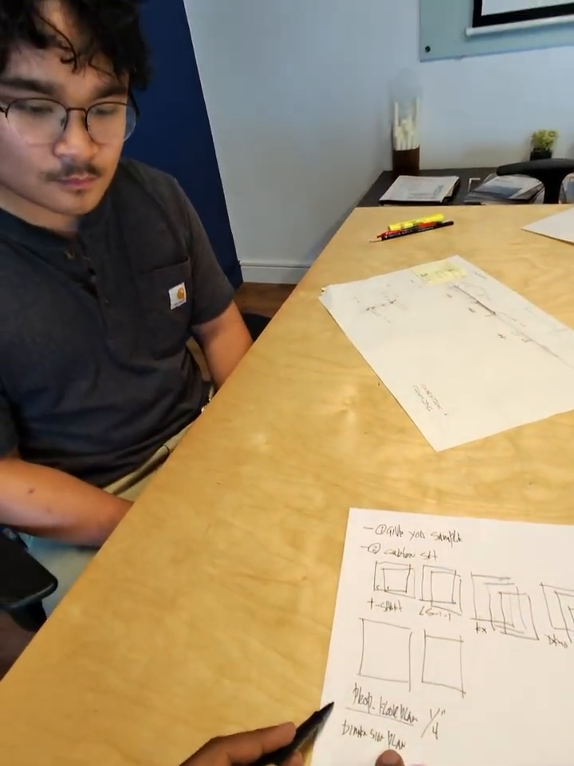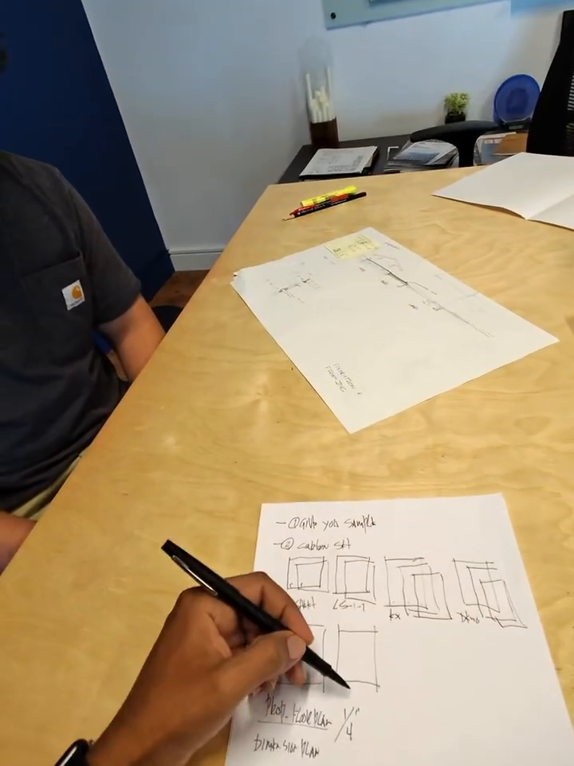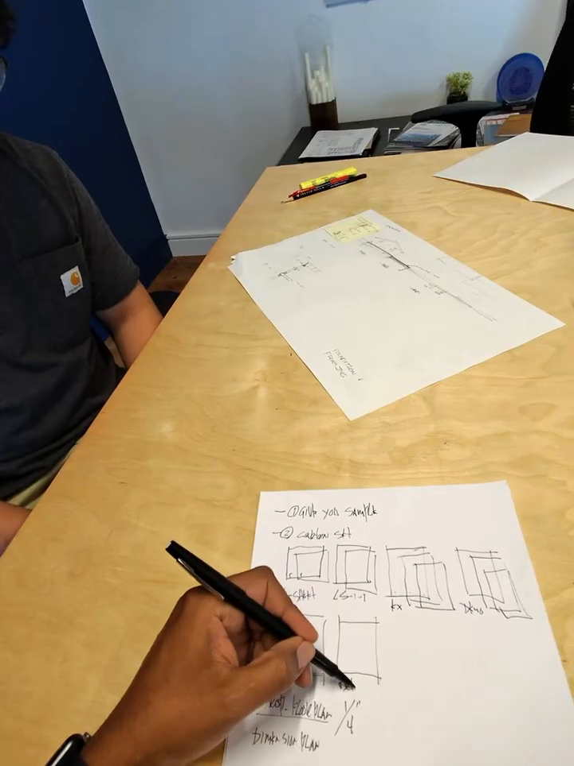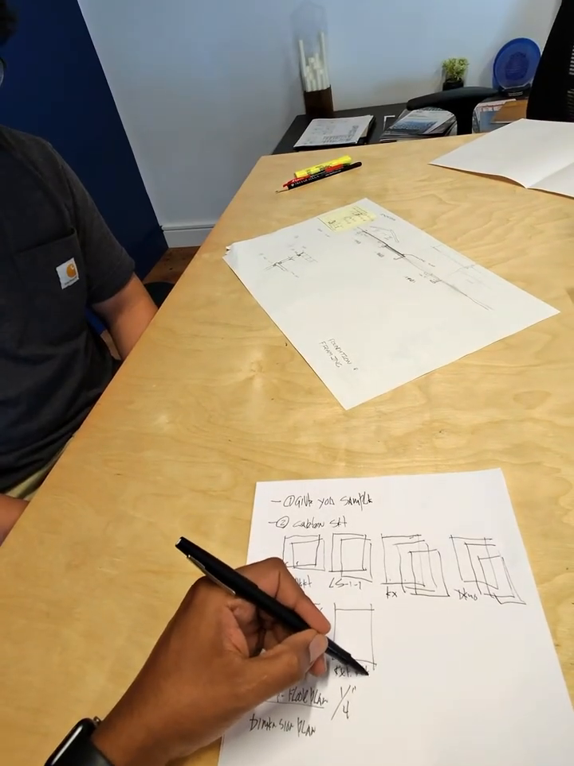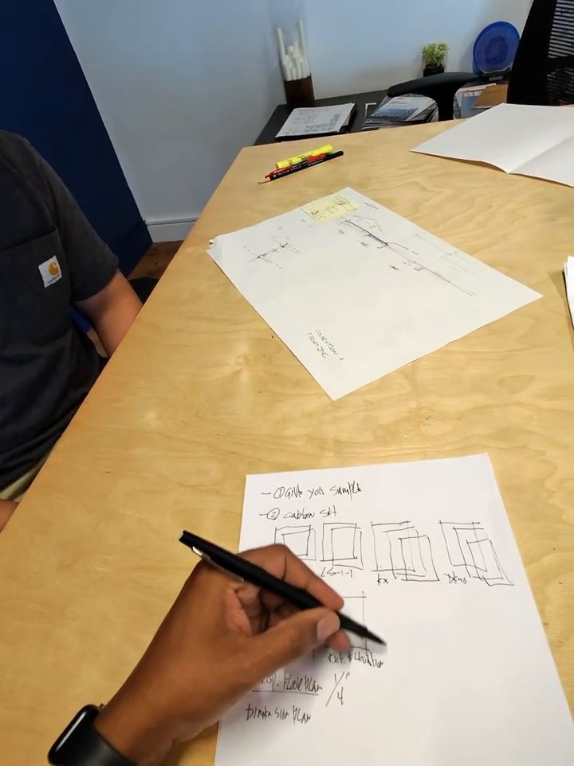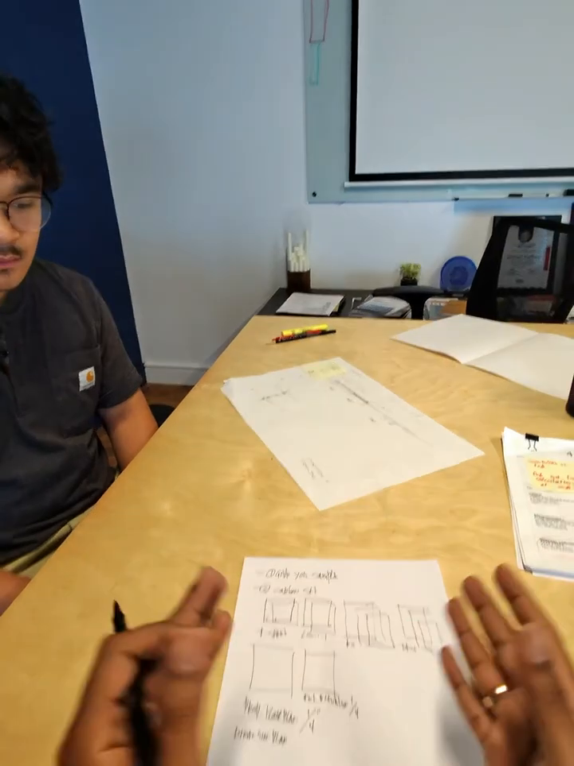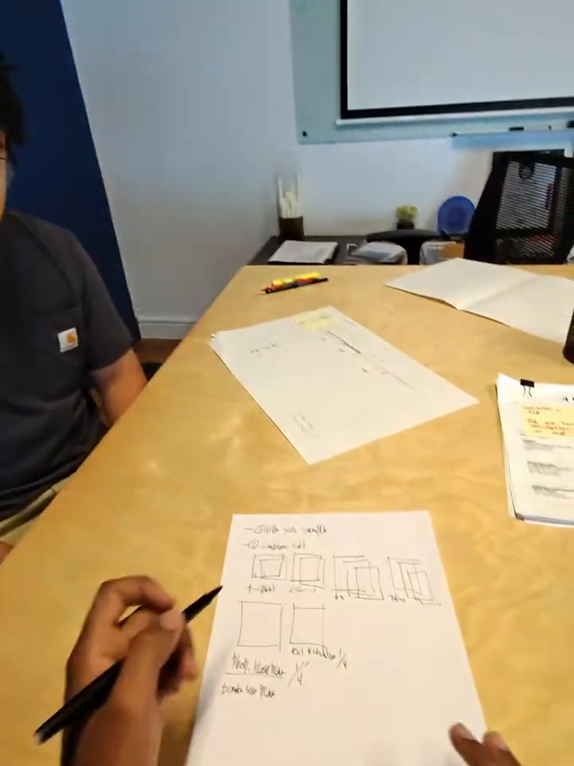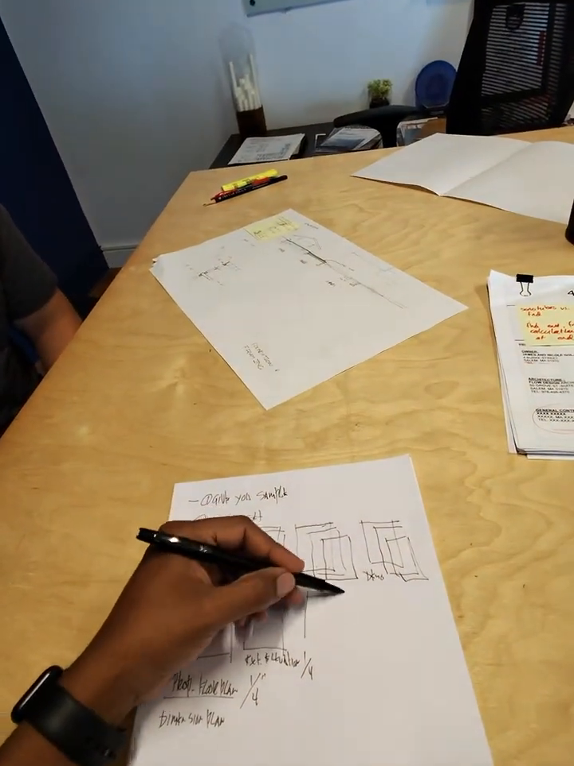So I would do the proposed floor plan at 1/4, then I would do exterior elevations at 1/4 overall. That shows me the heights. So I'm showing you overall how everything's going to be, overall what the building's going to be. Then after that, I do my building sections.